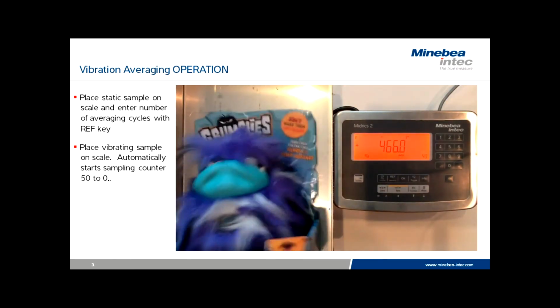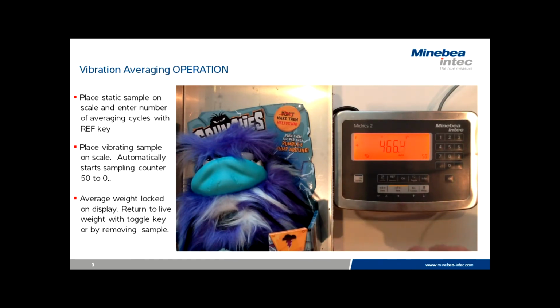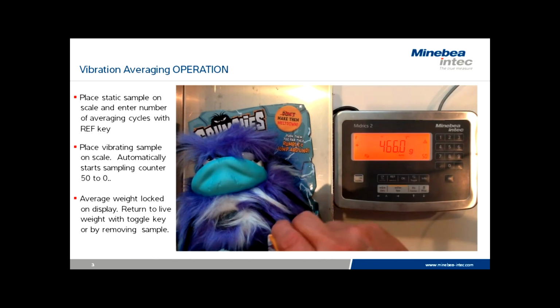At this point, the sample will bounce around and vibrate, and you will see the display moving as well. But you'll notice that it is stabilized on 466.0, and that result is locked in. To change to a live mode, press the toggle key. As you can see, we have the same result, whether it's averaged or whether it's live.